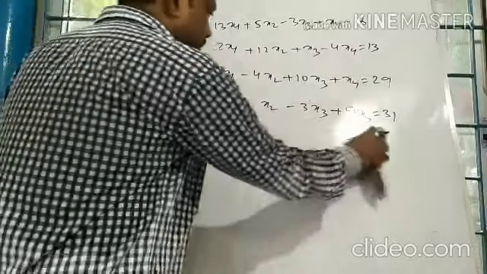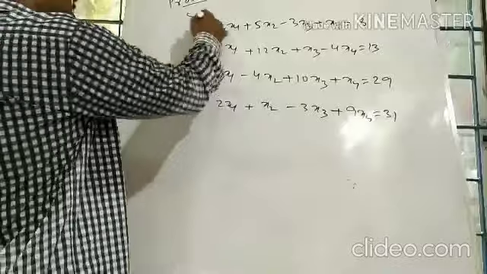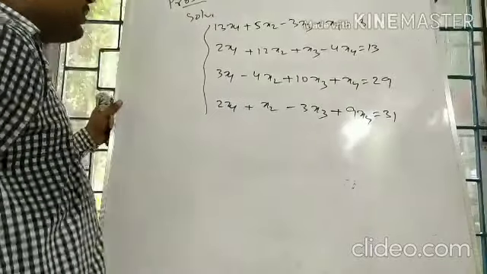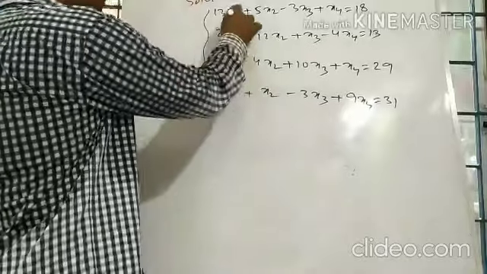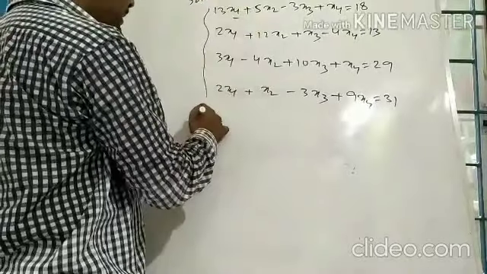Okay, now check whether the system of equations is diagonally dominant or not. First we have to check. Now the coefficient of x1. What is the coefficient of x1? That is 13.